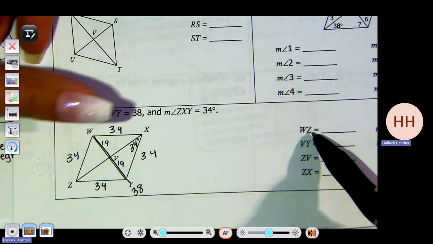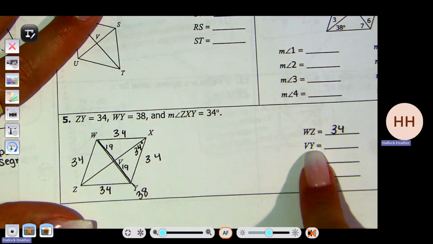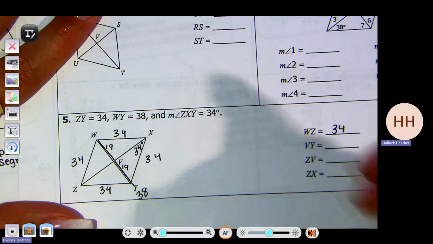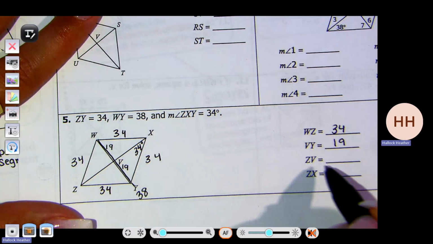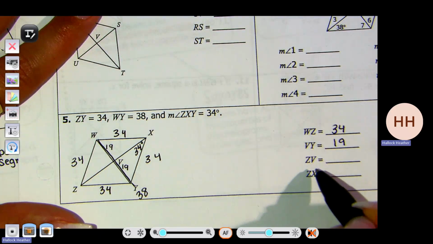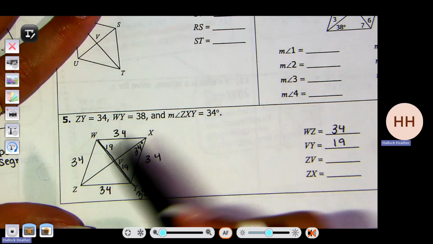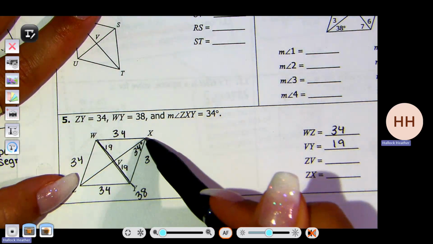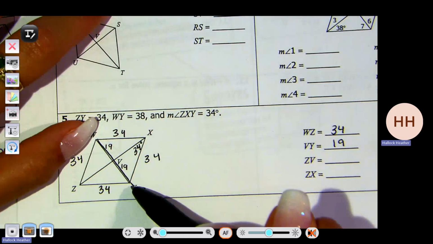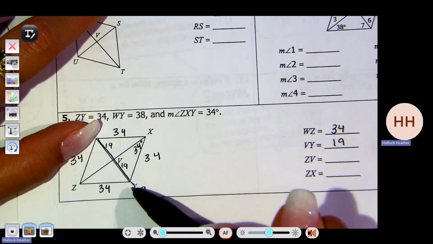So from W to Z, how much is that going to be? 34, that's easy because all the sides are the same. What about VY? 19, because I knew the whole thing was 38, I cut it in half. What about Z to V? Is there a number there? No. So this diagonal is longer than this diagonal. The diagonals are not congruent.